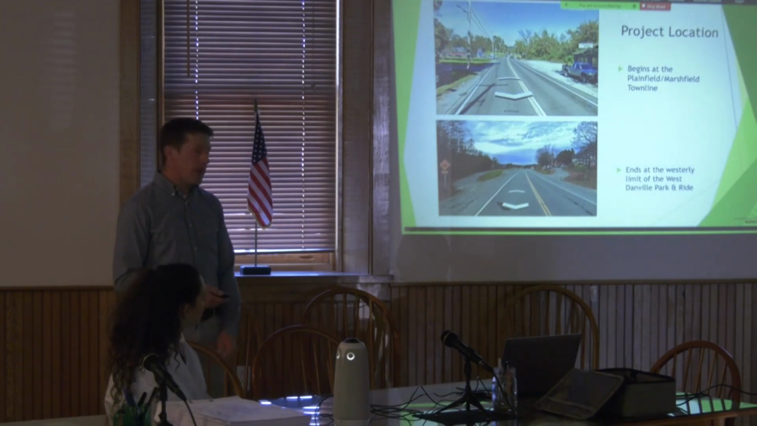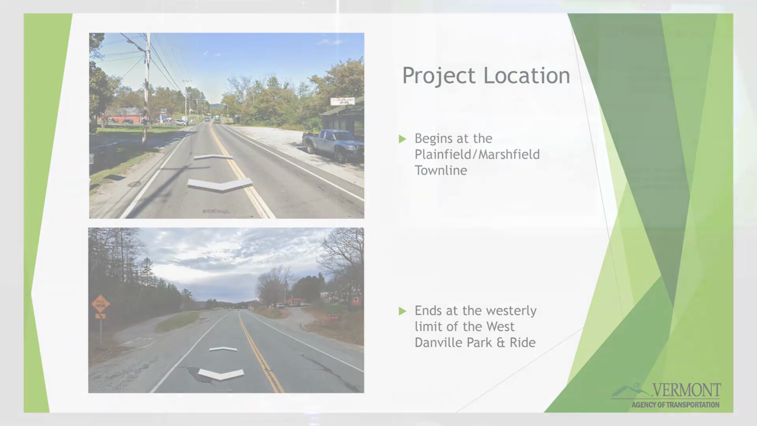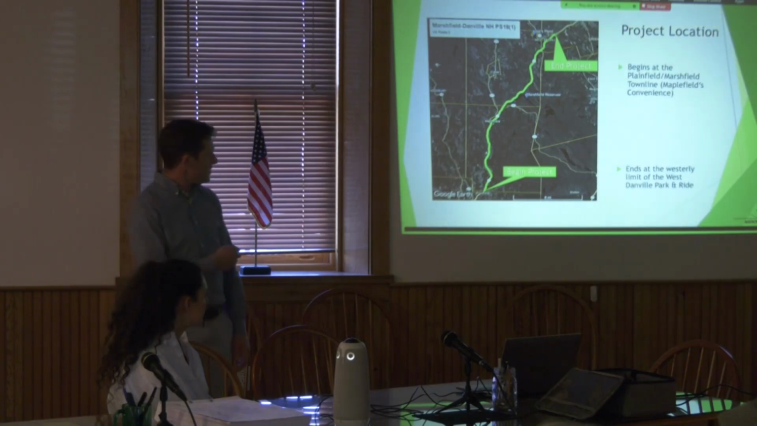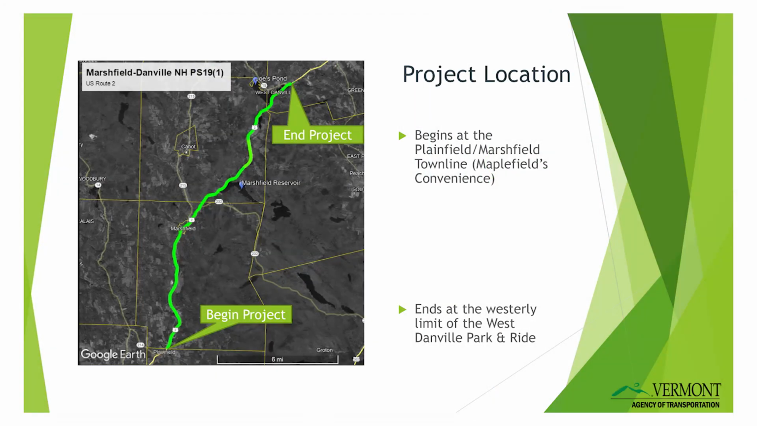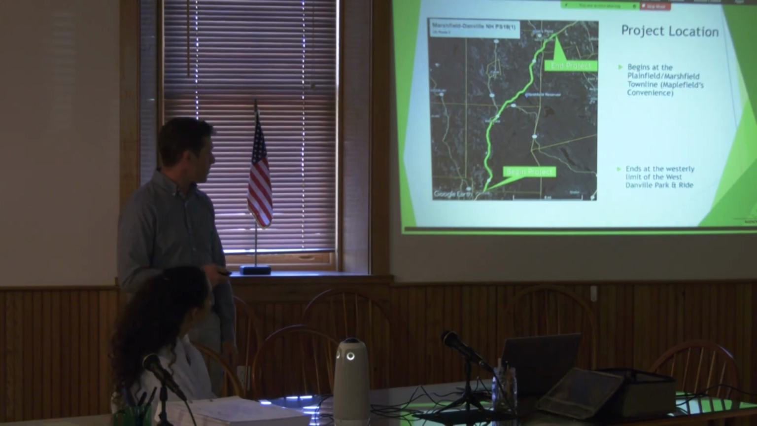So the project begins over by the maple fields at the Plainfield Marshfield town lines. Just a Google Earth screenshot of where the project begins at the very top of the screen. The bottom of the screen is looking west at the very end of the project in West Danville, by the Lamoille Valley Rail Trail crossing, and west of the storefront area. This is just describing where the project is located. It's 16.2 miles in length. At the bottom of the screen, like I said, this is the Plainfield Marshfield town line, and up here is over by the Route 15, Route 2 intersection in West Danville. It's a $25 million paving project on US Route 2, and the plan is to wrap up construction in the middle of the 2025 construction season.